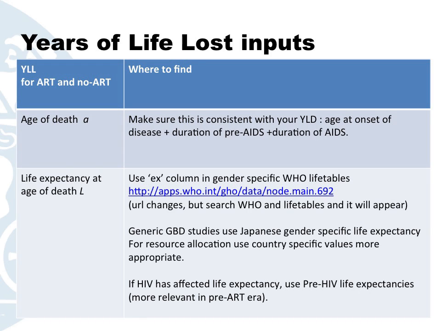Generic global burden of disease studies use the Japanese gender-specific life expectancy, but for research allocation, it's important to use country-specific values. If HIV has affected life expectancy, use pre-HIV life expectancies. Now, with the arrival of ART, life expectancies have been extending quite a bit recently. 5 years back, it had a big impact on some of the high prevalence countries, so you could see a drop in life expectancy in a number of these countries. But looking at it again now, we see that it has rebounded pretty well.